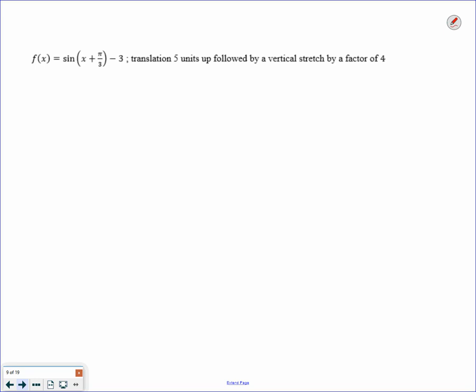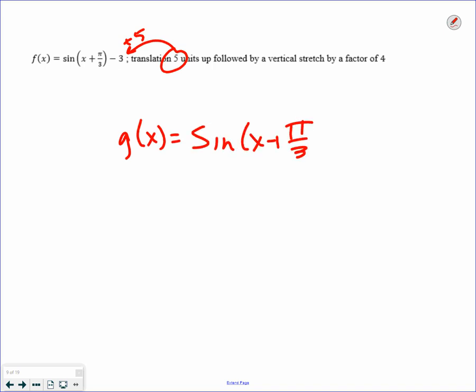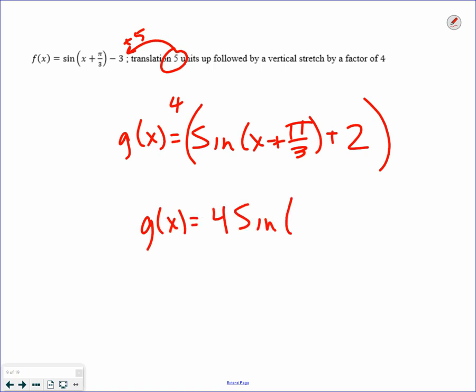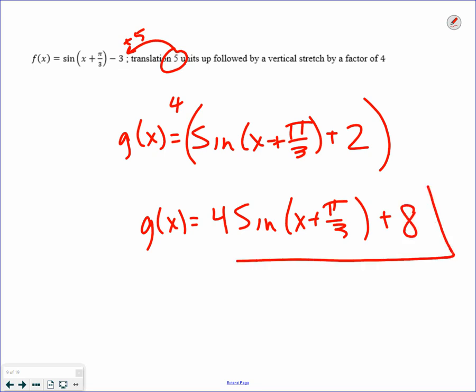Translation 5 units up. So let's do that first. I'm going to add 5. And then I want a vertical stretch by a factor of 4. Now, that's taking this entire function times 4. So g of x equals 4 sine of x plus pi over 3 plus 8.